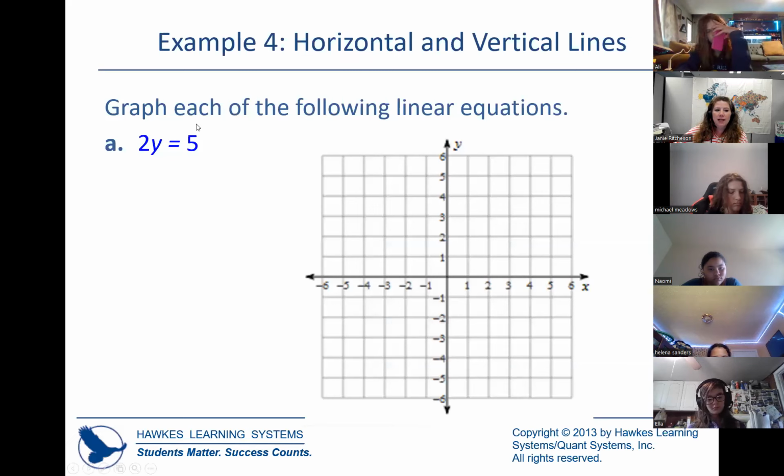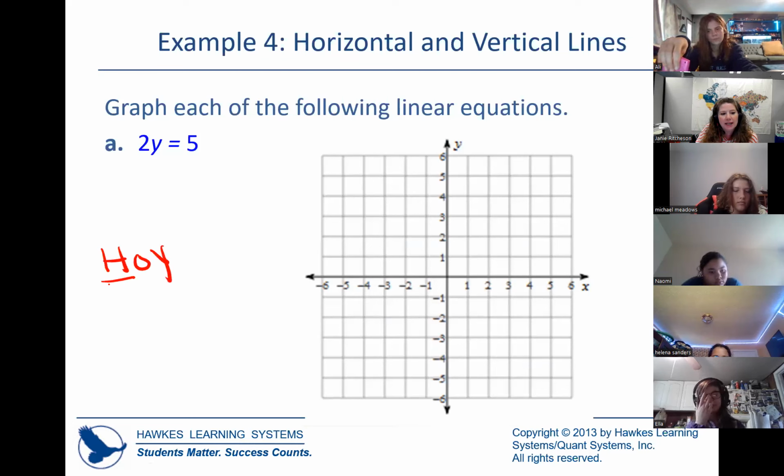So look at this problem right here, 2y equals 5. So hopefully the first thing you notice is there's not an x in the equation, right? If you only see a y, what kind of line is this? Which acronym are you thinking? VUX or HOY? HOY. Yep, you got it. So that means if I only see a y, I'm going to write a horizontal line.